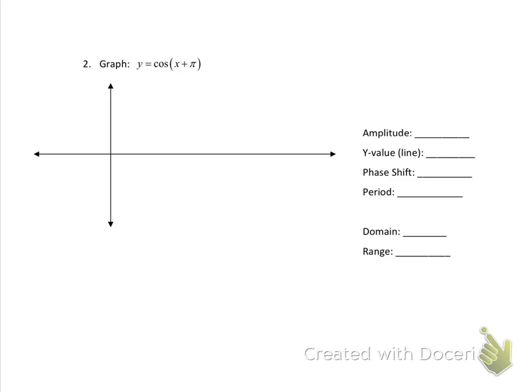Okay, so again, we're going to do this a little bit faster now. Amplitude is 1. The y value is 0. Phase shift, look here. It's pi. It's positive, so it's left. Period, your b is 1, so it's still the 2 pi over 1, which is just 2 pi. Right, so I'll just write 2 pi.